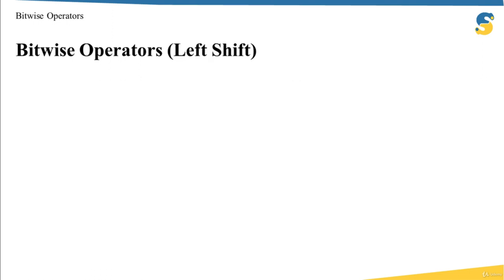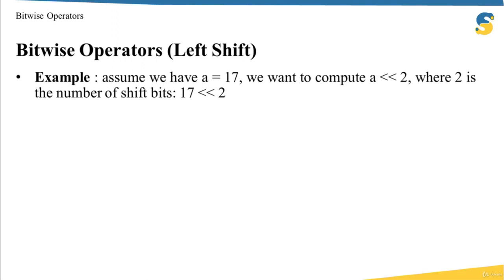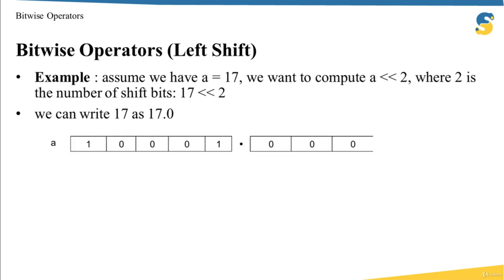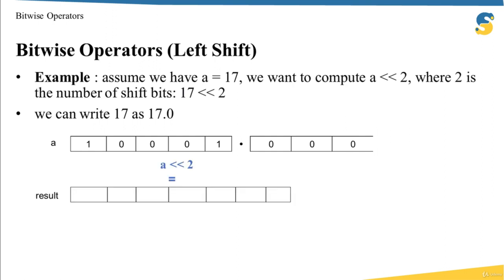Now let's talk about left shift. Also, assume I have A equal to 17 and I want to calculate A left shift 2. And 2 here means the number of shift bits. First of all, let me imagine that it's not an integer, it's a float, which is 17.0. If I want to write this number in the binary system, I will write something like this. So the first part on the left is 17 and the second part, which is on the right, is 0. Now let's calculate A left shift 2.